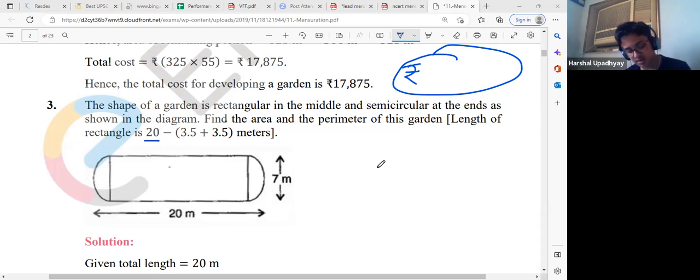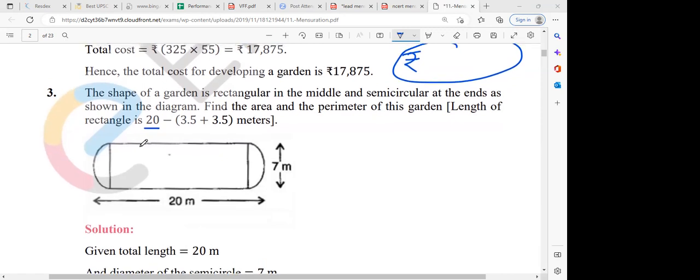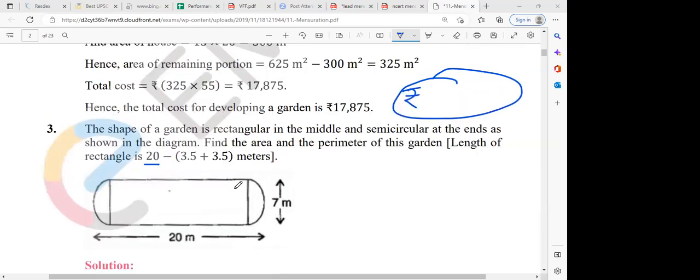Ma'am, can you just explain this question once more? So over here, they have given you the rectangle and the two semicircles. First of all, you have to find the area of the rectangle.